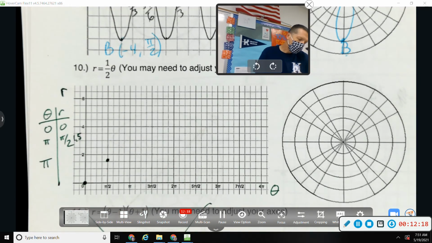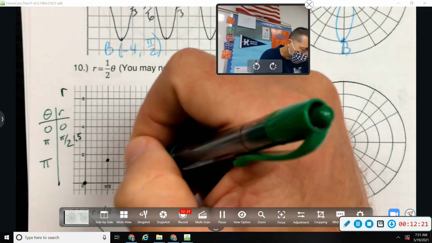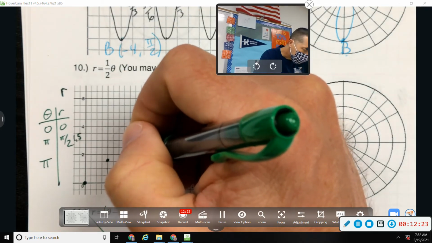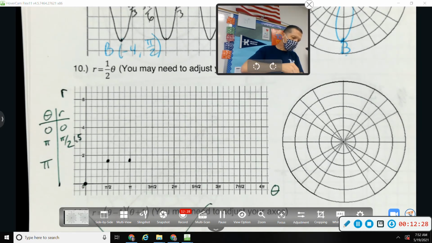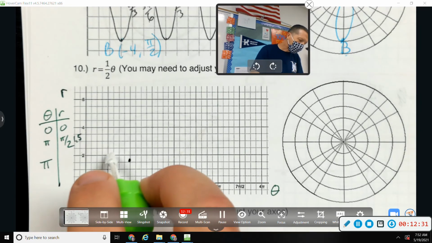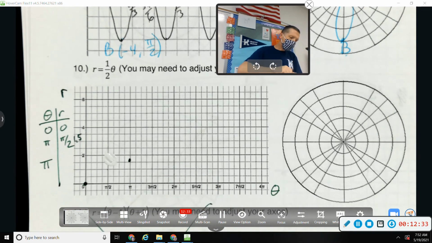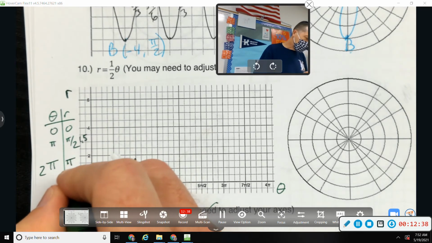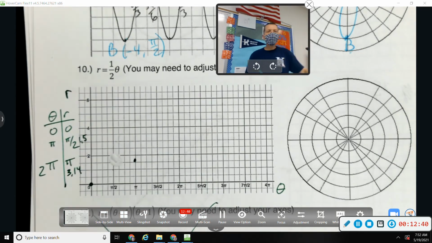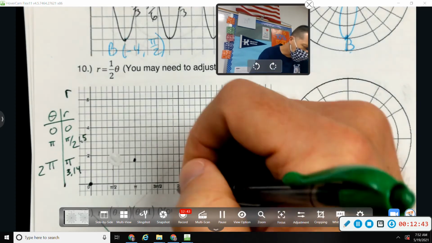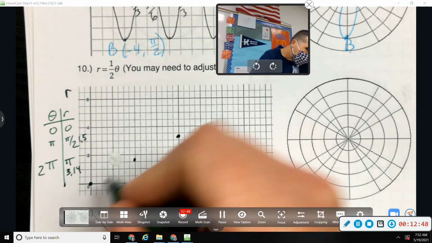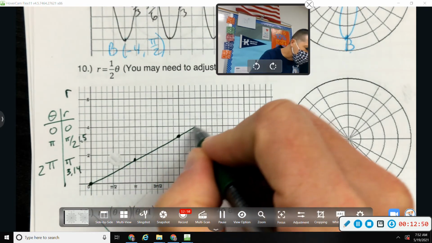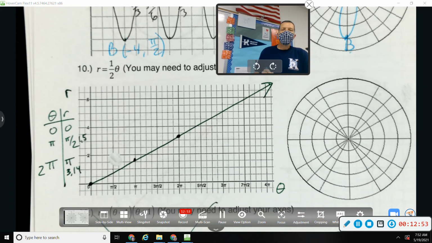If theta is, whoops, I did something wrong. Pi, comma, pi over 2. So it's a line on the xy graph. So if theta is 2 pi, then r is pi. Pi is 3.14. And so it's just linearly increasing like that.